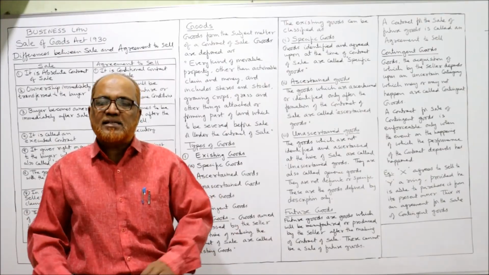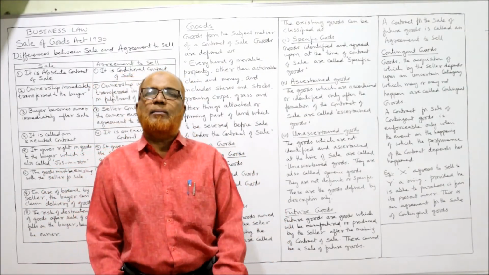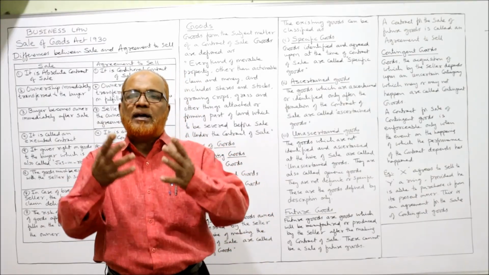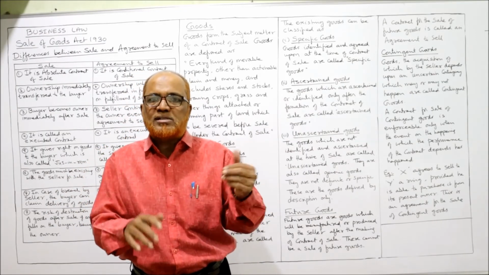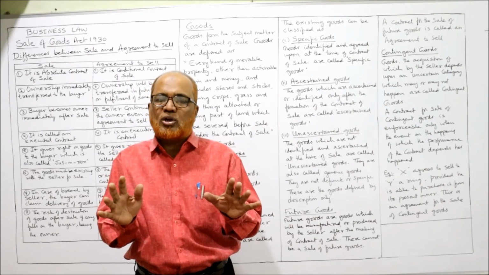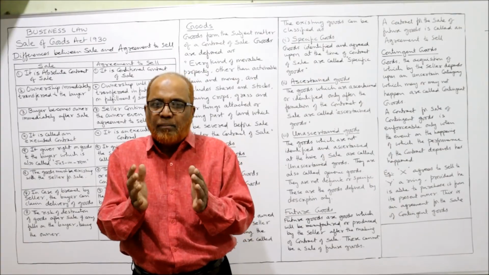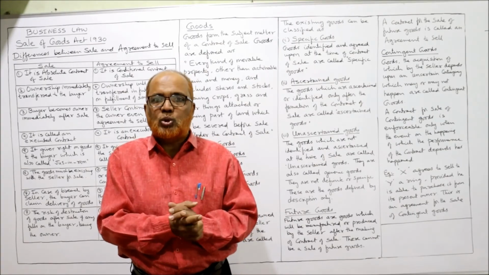Another example, a farmer is there. A farmer enters into an agreement with the commission agent that I will sell my crop provided there is no cyclone. If there is no cyclone, no destruction of the crops, I will sell the crops to you. That means the agreement is dependent on contingent goods.